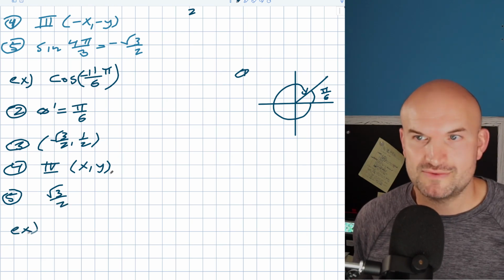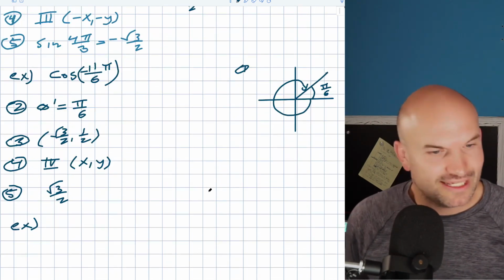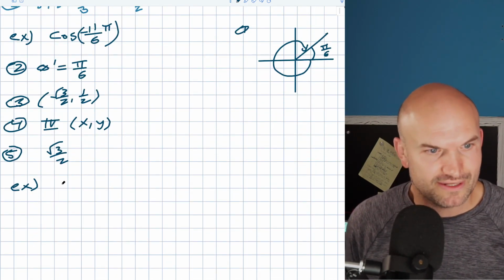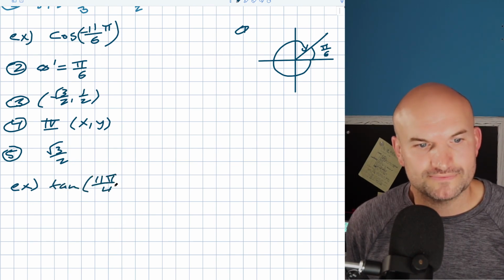Voila. All right, you guys ready to do another example? All right, let's go and do another example. How about the tangent of 11 pi over 4? So if I did the tangent of 11 pi over 4.